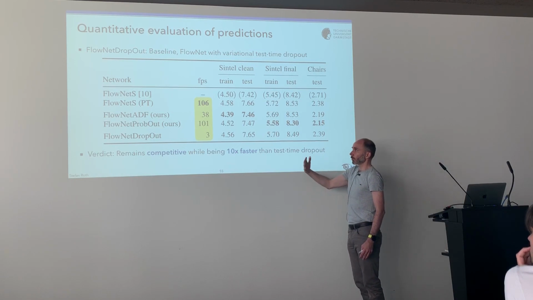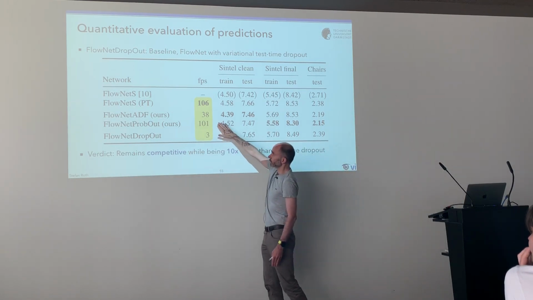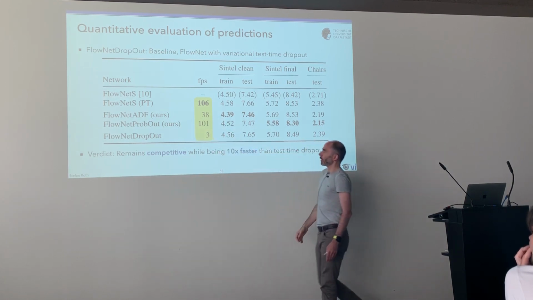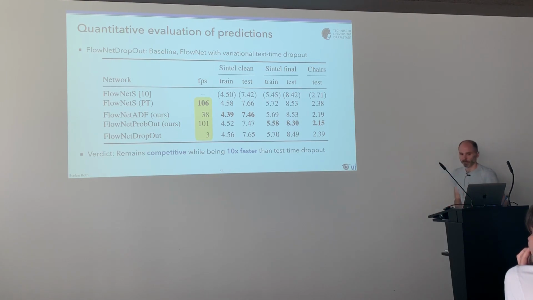So the deterministic approximation that we do is much faster. So the assumed density filtering gets about a 3 times slowdown, not quite. And the prob-out version is basically almost as fast as the deterministic network. Okay, so it doesn't incur a very big computational overhead. But what about the uncertainties?